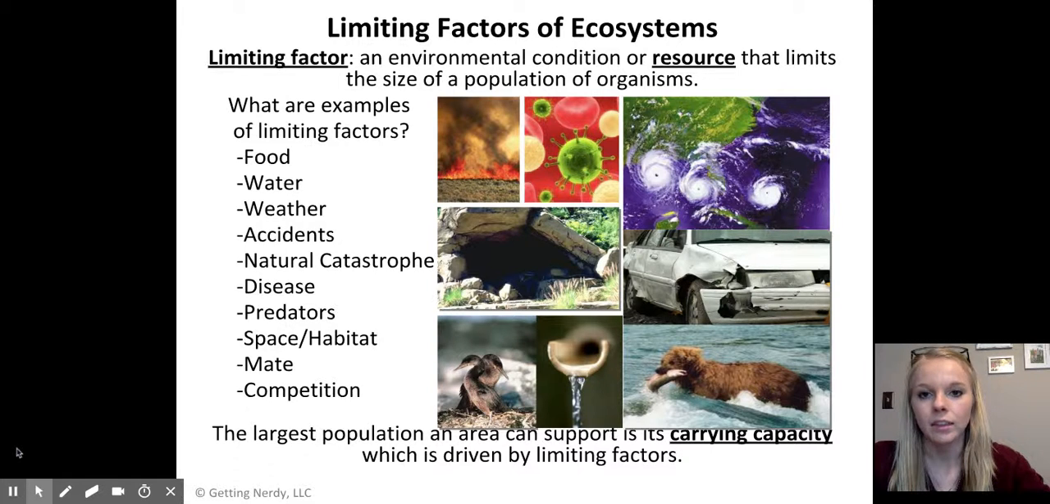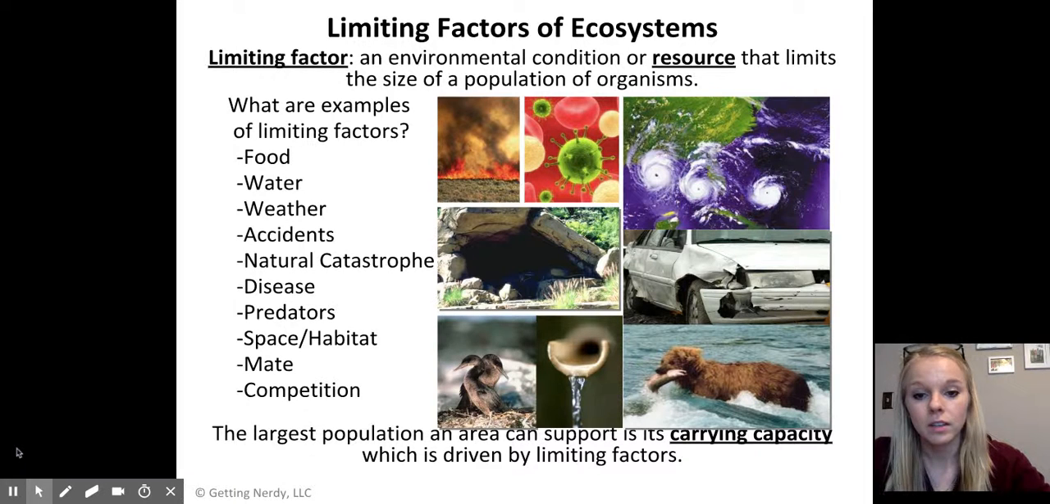A limiting factor is an environmental condition or resource that limits the size of a population of organisms. Some examples of limiting factors are food and water. If there's not enough food and water for all organisms in an ecosystem, then that's going to decrease the amount of organisms that ecosystem can support. There's also weather, accidents, and natural catastrophes that could potentially harm the number of organisms in the ecosystem, which again would keep the population numbers at bay.